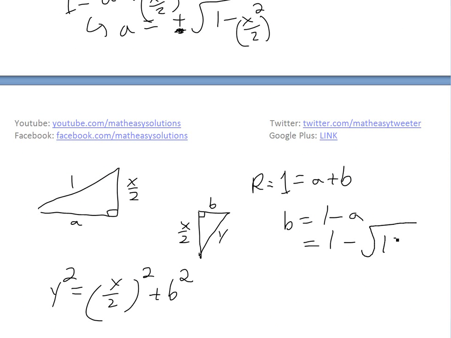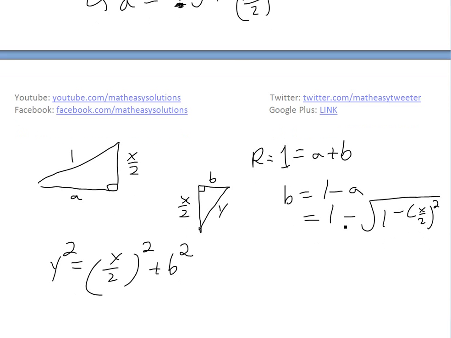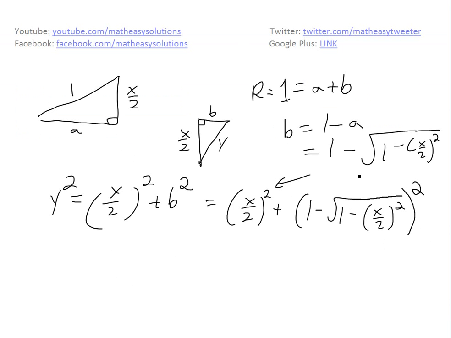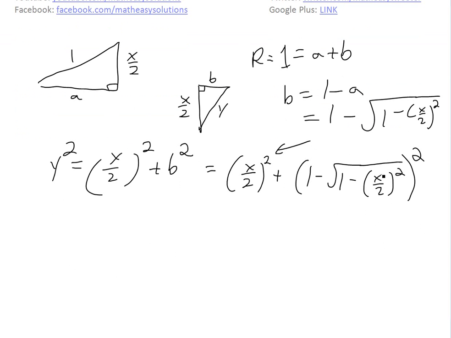So we can go square root of 1 minus x over 2 squared. And we just plug this b inside this function here. We're going to have this one here. So we have a function of y in terms of x now. We can simplify it further by foiling this out using the FOIL method. You can see my video link below on the proof of that. So this is going to be x over 2 squared plus, now let's FOIL this out.